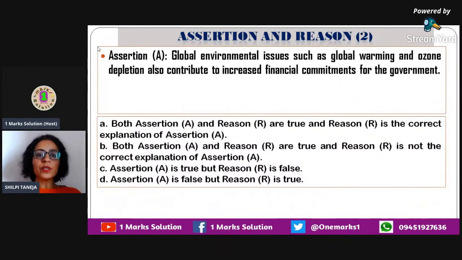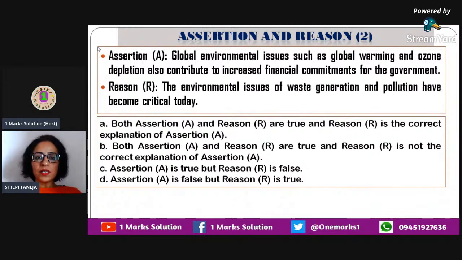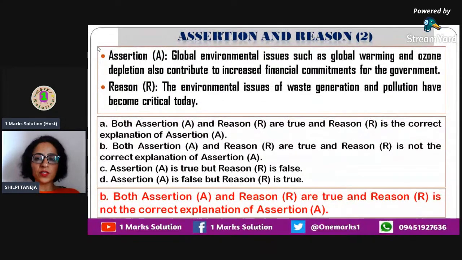Now question number 2. Assertion says global environmental issues such as global warming and ozone depletion also contribute to increased financial commitments for the government. Because of these problems, now government has to put efforts into decreasing them. So again it is a financial burden, as government has to spend on measures which can be created for the reduction of these problems.